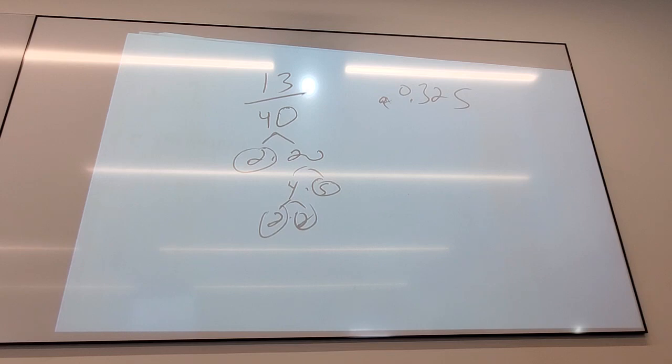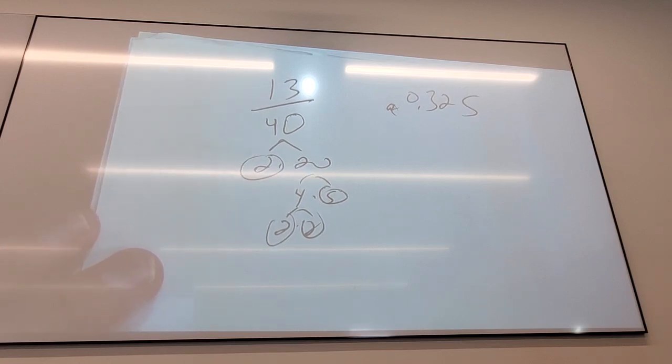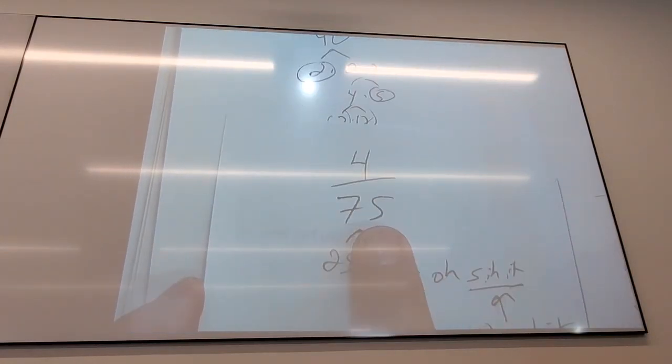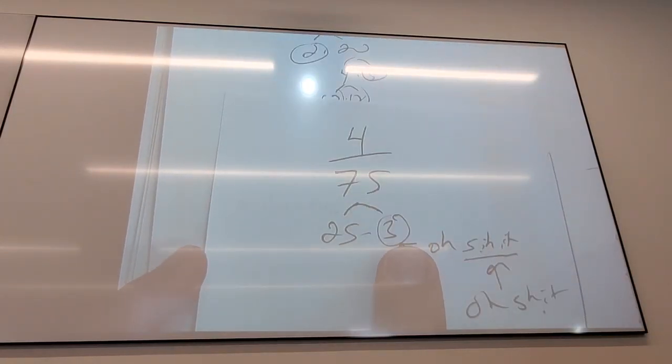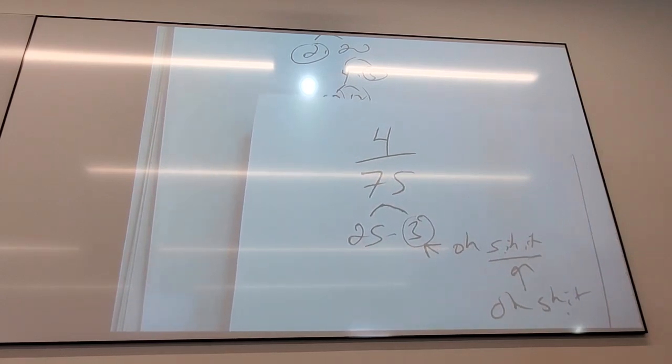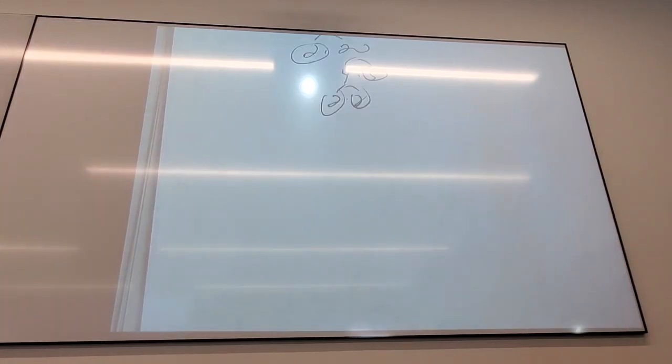Can you say that other rule again before you did the 13 over 40? It will be a terminating decimal if the bottom only has 2's and 5's in it. So why didn't this one work here? Because it had a 3 in it. If you divide 4 by 75, it's going to keep going. Your calculator is going to give up at some point.